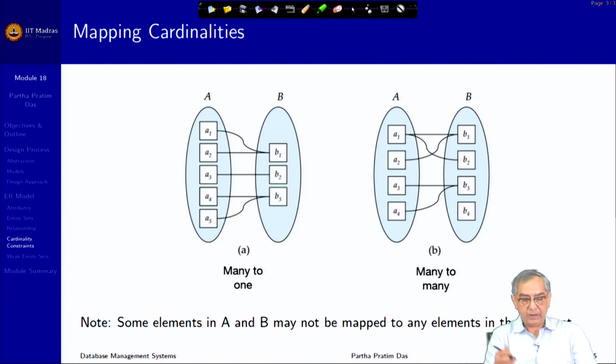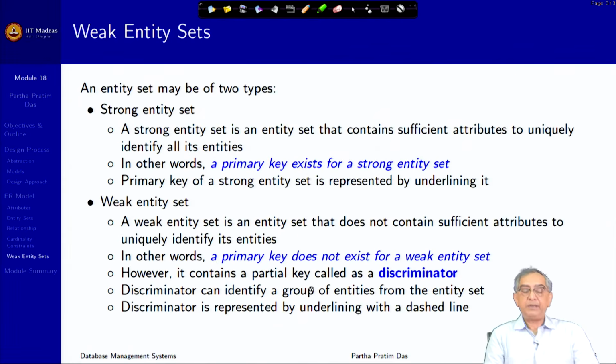So, it is many to many. These are the cardinality mappings that you have. There is a concept of a weak entity set. We have learned that the entity set will be distinguishable and will have a primary key. More formally, these entity sets are called strong entity sets.